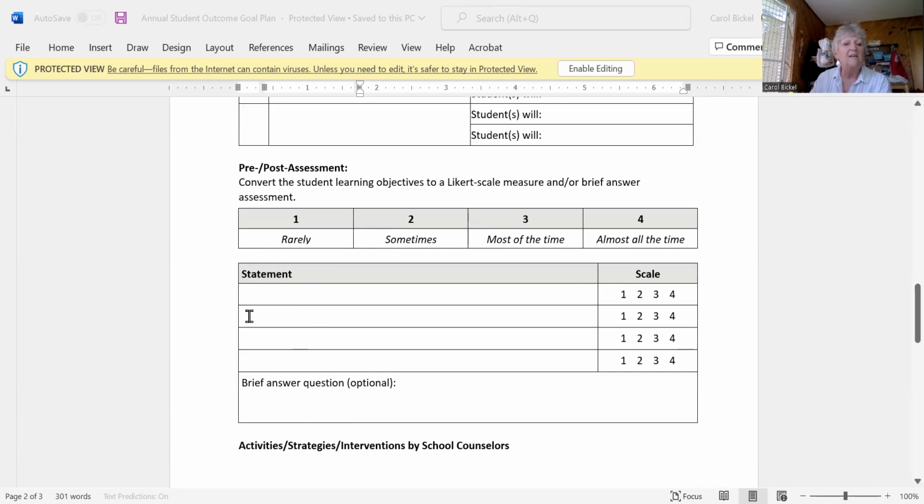Another one might be, I know how to ask questions of my math teacher. Another would be, I can seek outside help when I have trouble with math. And I know the importance of understanding math concepts. So they would answer these, and this data is easy to tabulate. Brief answer questions, like, why do you think math is challenging for you? Or whatever your question might be. Those would take a little longer to assess and to get some strategies from.